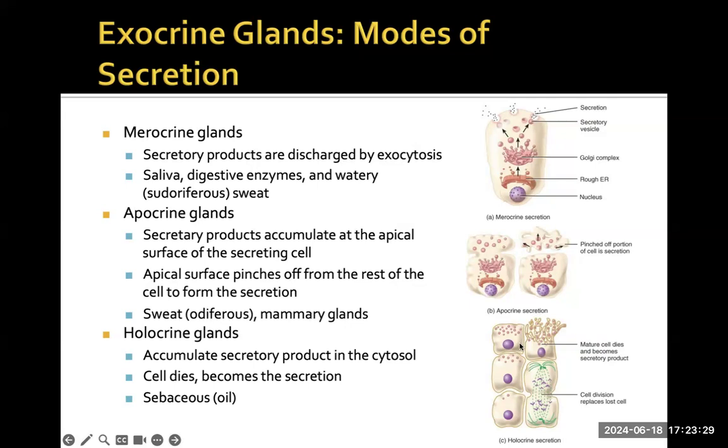And then the last one here is a holocrine secretion. This is where the secretions are going to accumulate in the cytosol, so it's the watery portion of the cell. Then the cell is going to die, and it's going to become part of the secretion. The example here is a sebaceous gland, which is like an oil gland.